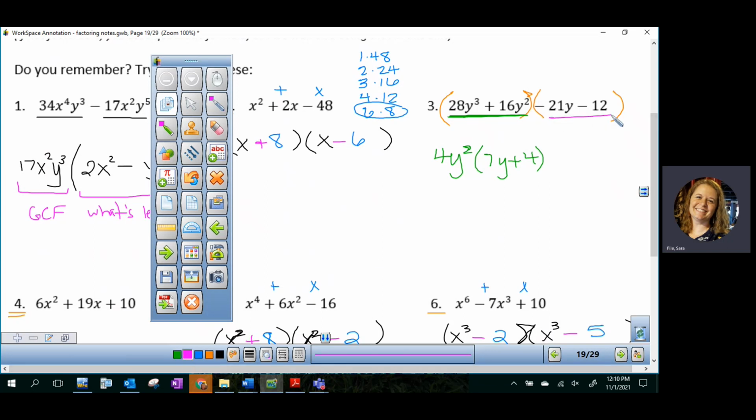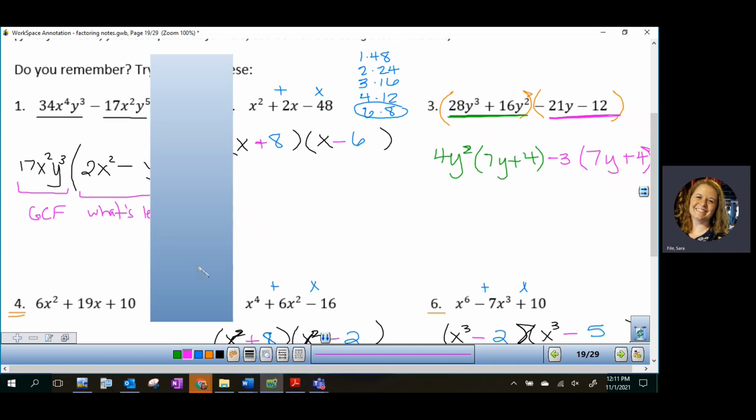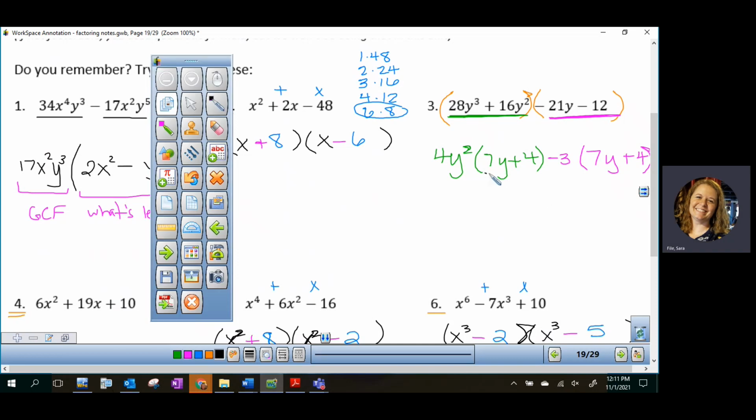Say, okay, this group, what is the GCF here? -3. And if I divided by -3, that would leave me with 7y. What's -12 divided by -3? +4. Okay, that's what should happen when you're factoring by grouping.